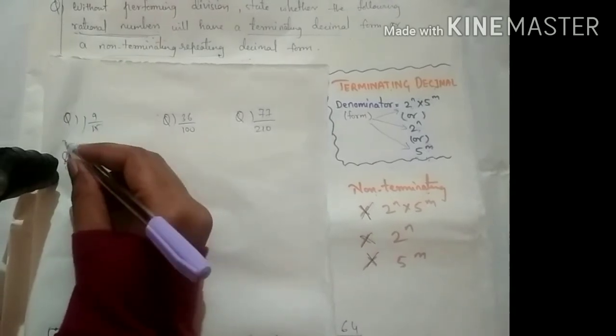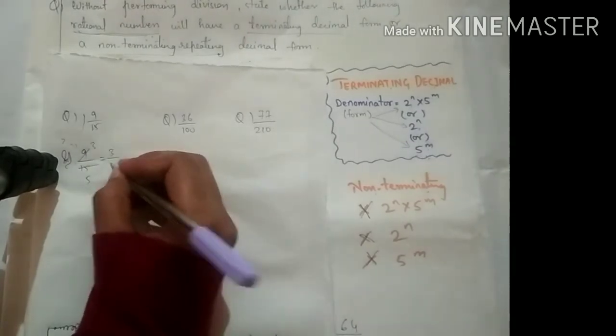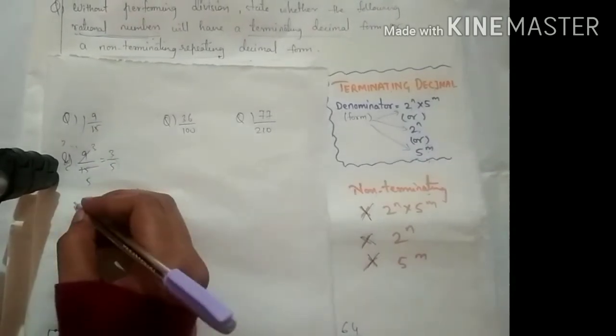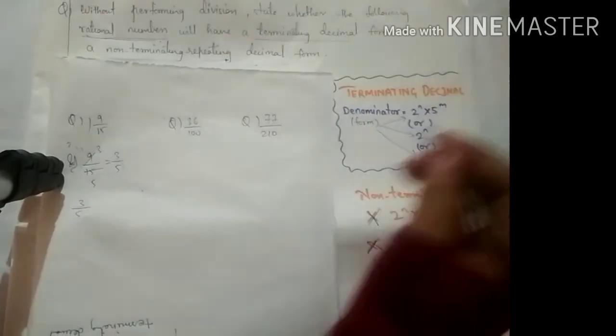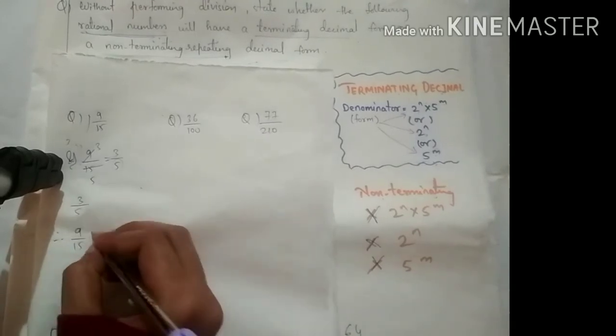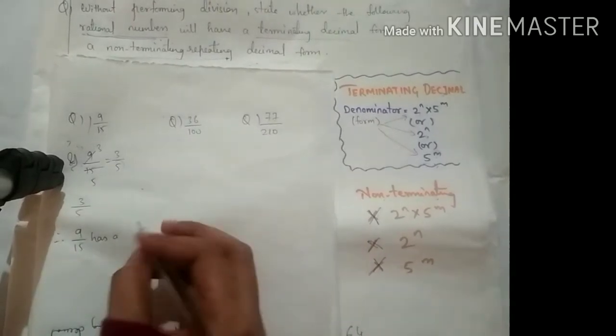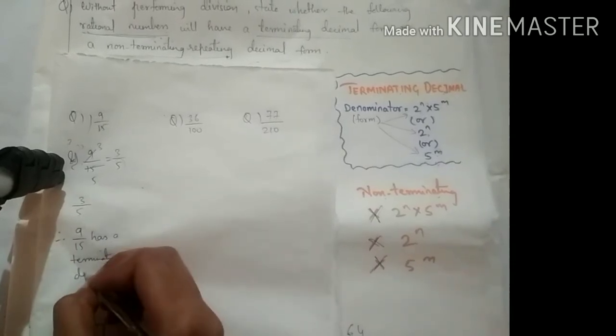These are having a common factor, that is 3. So we can divide by 3. 3 3s are 9, 3 5s are 15. 3 by 5 we got. Now 3 and 5 are co-primes. So here you can see 5 we got, so we can say the denominator is in the form of 5 power m. Therefore it has terminating decimal.